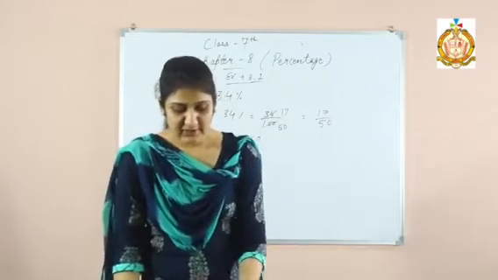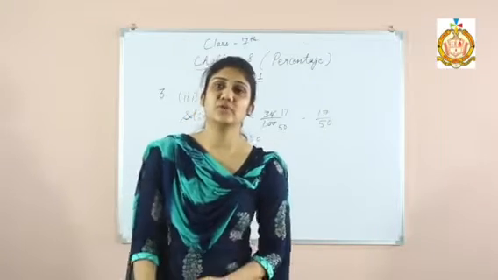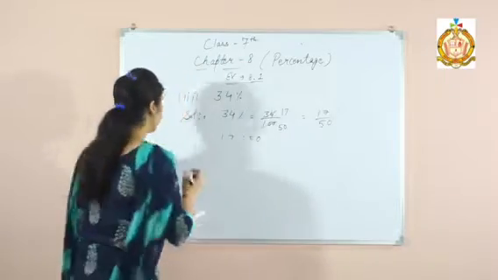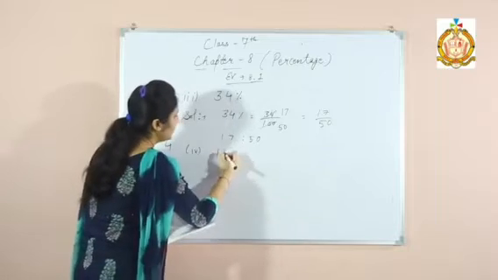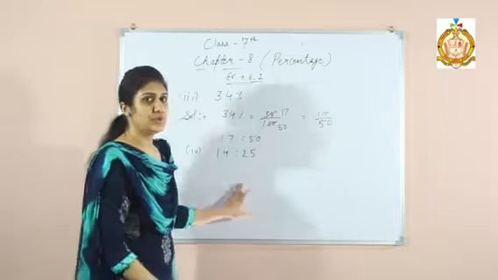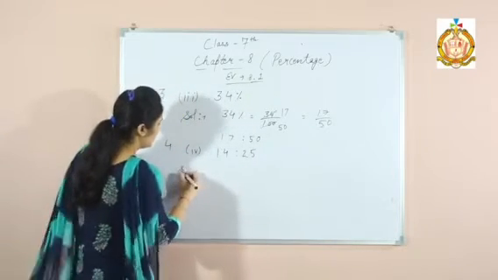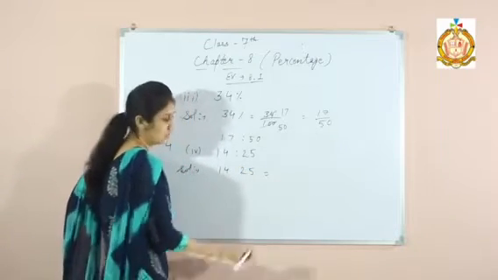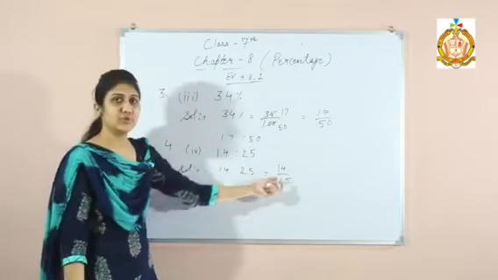In the fourth part, they have said that convert the following ratio into the percentage. Now we have to convert the ratio into the percentage. I am doing the fourth sum of the fourth part. 14 ratio 25. We have to convert 14 ratio 25 into percentage. First, we can write 14 ratio 25 equals to 14 upon 25.